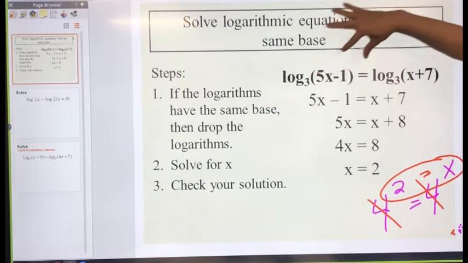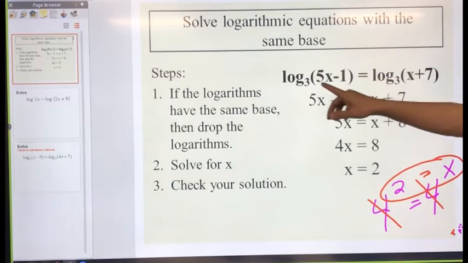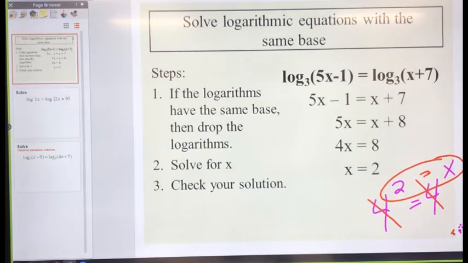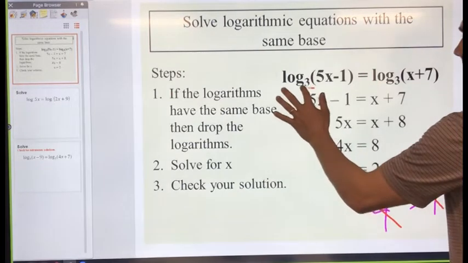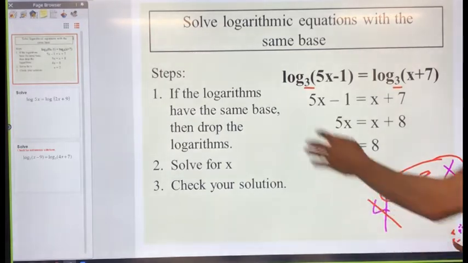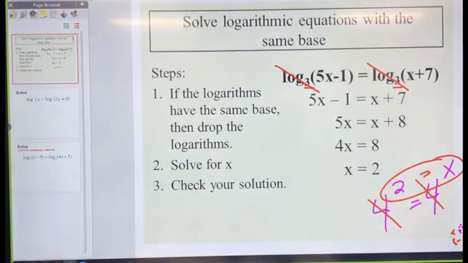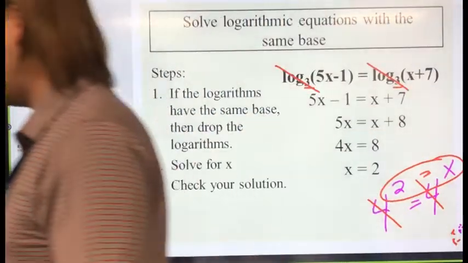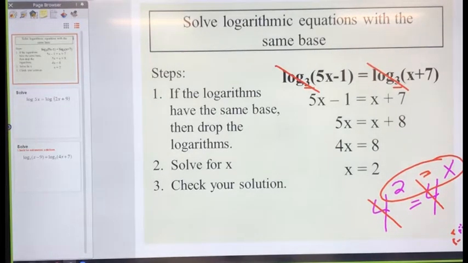I have two log functions here separated by an equal sign. Log base 3 of 5x minus 1 equals log base 3 of x plus 7. Note that they share the exact same base of 3. So then I can ignore the log completely and just look at 5x minus 1 equals x plus 7, and then solve this linear term. And I get x equals 2. So we're going to use the same strategies we had with exponentials with logs. We're going to see if they have the same base and then solve everything else.